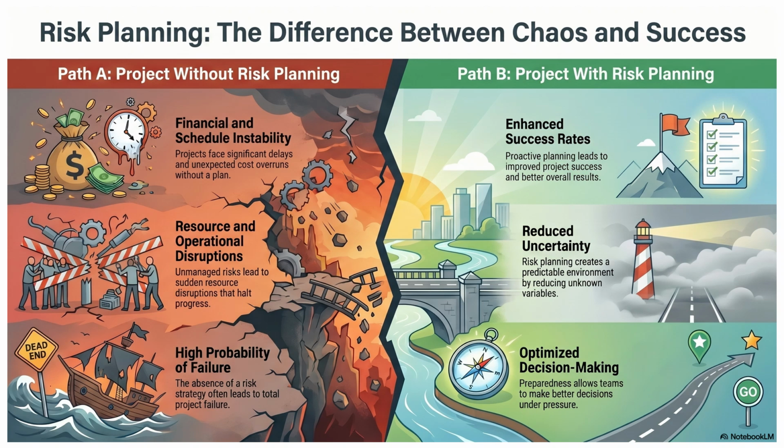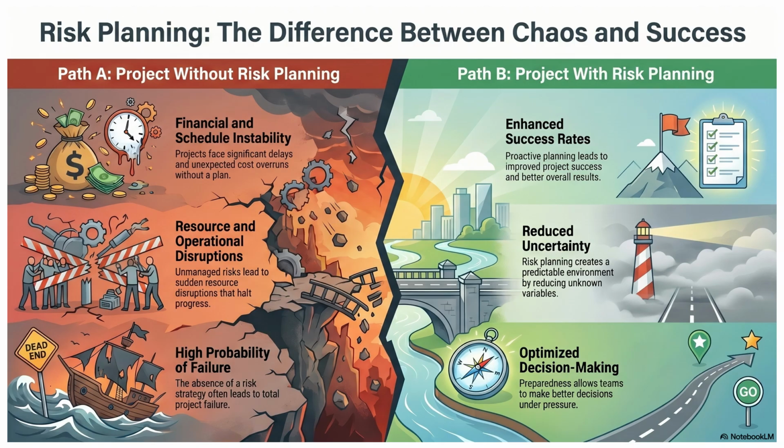Now, compare that with the right side, a project with risk planning. Here, we see a very different picture. First, risk planning can improve the chances of project success because potential threats are identified early and response actions are prepared. Second, it reduces uncertainty. Of course, uncertainty can never be removed completely, but good planning makes the project environment more predictable and manageable.